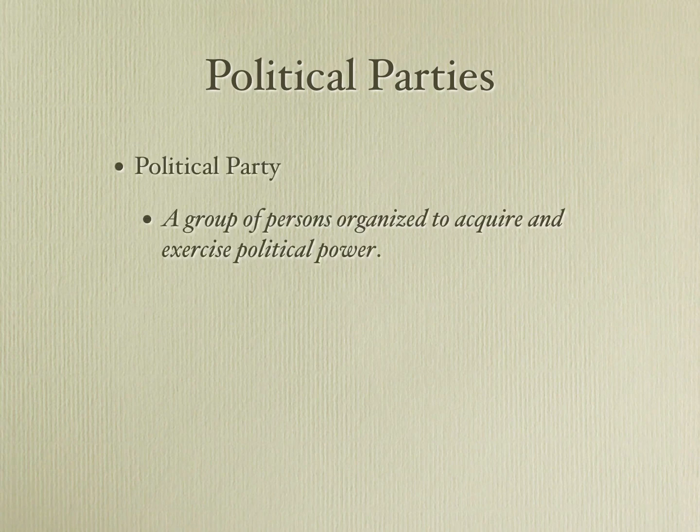Now, one other area that you need to have some fundamental understanding of, because we talk a lot about the two-party system we have in the United States, the Democrats and the Republicans. So you ought to have some basic background about political parties. Now, what is a political party? It's essentially a group of persons organized to acquire and exercise political power. That's all a political party is. It's just a group of people that organize themselves with the hope of gaining political power. You can start a political party. Doesn't mean anybody's going to join it, but you can actually start one.